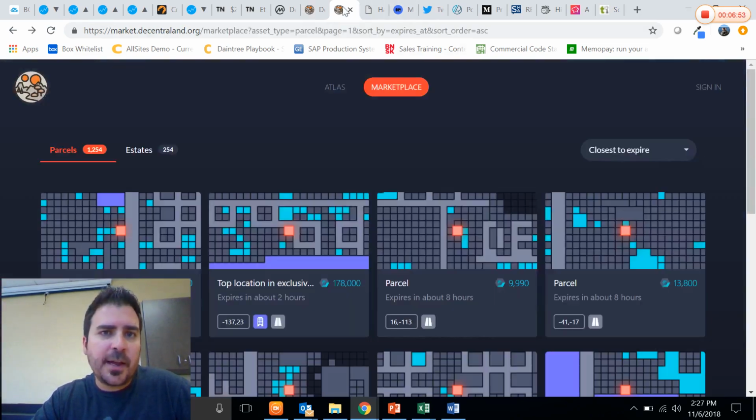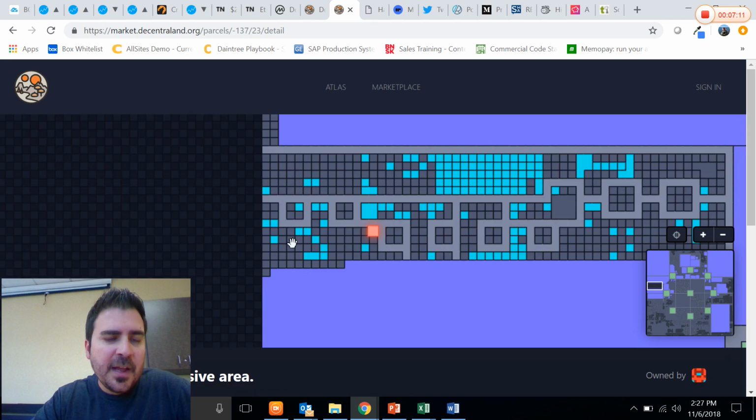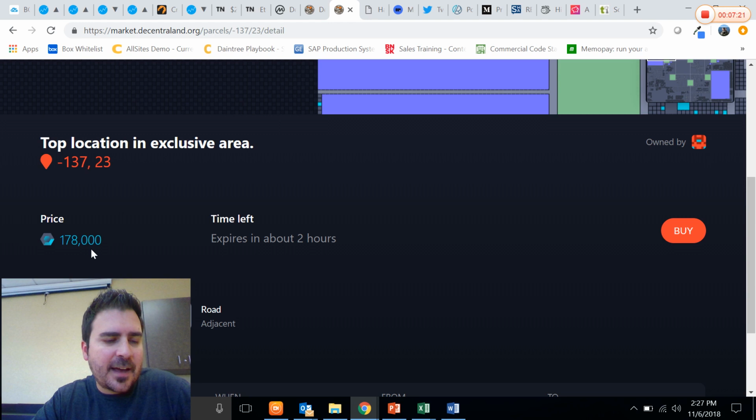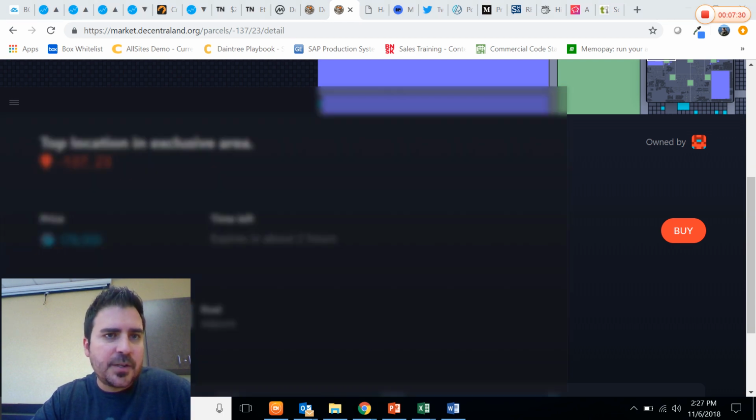If you go to the marketplace right here, this is the Decentraland marketplace, right? And people buy and sell different parcels of land or different areas in the game itself. They're selling and buying these different parcels of land for Mana tokens, for Mana currency, right? Here's an example, right? Here's a top location and exclusive area within the Decentraland world, right? So here's the world right here. This person is asking for 178,000 Mana tokens or coins for this particular property, okay? So what does 178,000 Mana tokens look like, right?